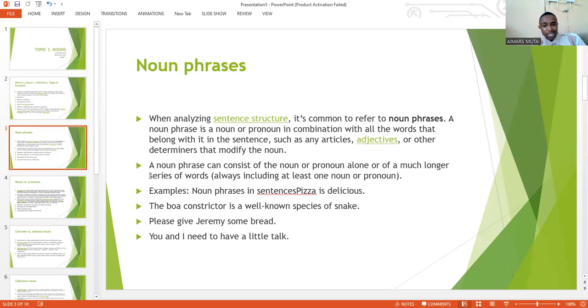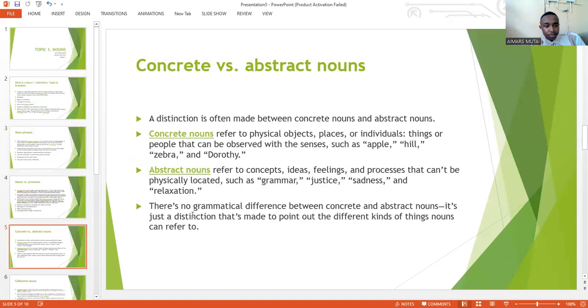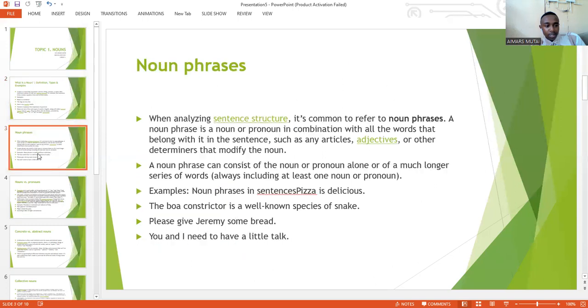Examples of noun phrases in a sentence: Pizza is delicious. So we see pizza is a noun, is is a verb, and delicious is an adjective. The poor construction is well known as a noun phrase. So you see now they are noun phrases.